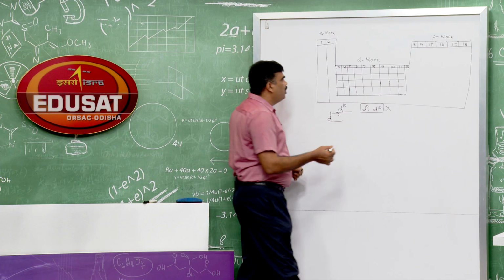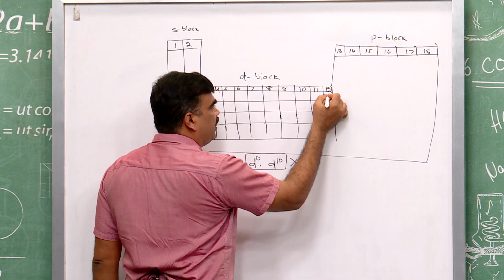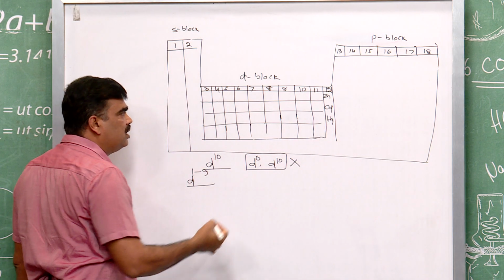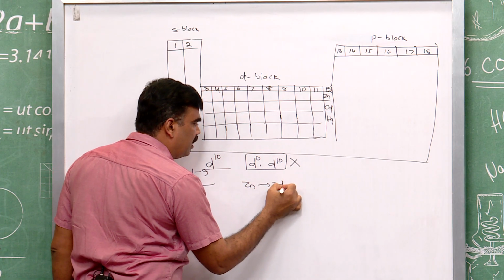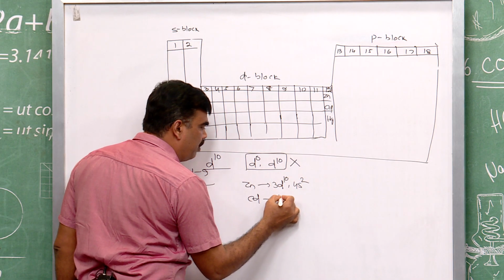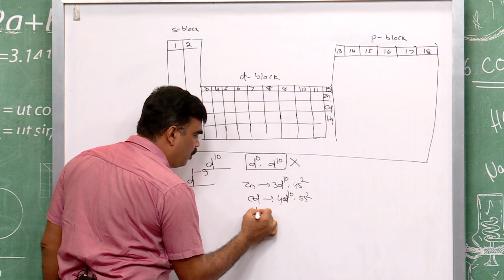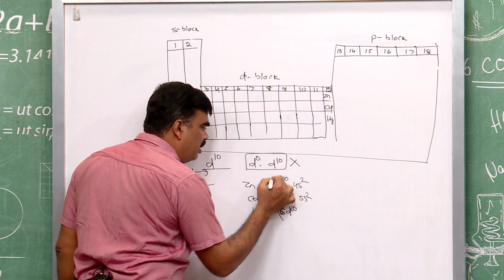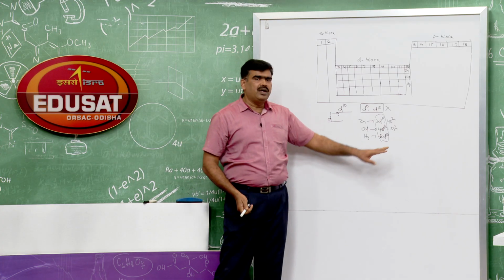You have here zinc, cadmium, mercury. You must have heard these names. In case of zinc, you have a 3d10 and 4s2 configuration. In case of cadmium, you have a 4d10 and 5s2 configuration. And mercury, it is 5d10. So these elements have a d10 configuration, meaning they have fully filled d orbitals.